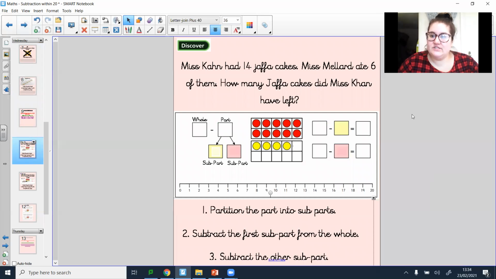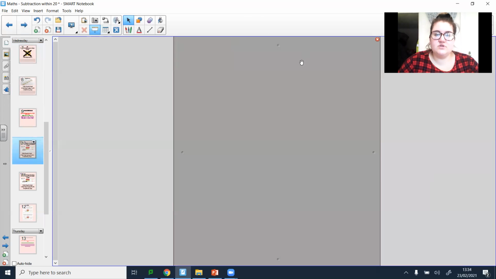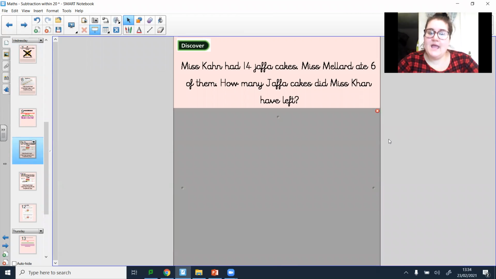So here's our first number story, and this is our discover. This is what we're going to do together. I'm just going to cover that while I read it to you. Miss Khan had 14 Jaffa cakes. Wow, 14 Jaffa cakes. That's loads. I bet Miss Khan is so happy. Are you happy, Miss Khan? I bet she's buzzing that she's got 14 Jaffa cakes. Miss Mellard ate 6 of them. So Miss Khan had 14 and Miss Mellard came along and ate 6 of them. How many Jaffa cakes did Miss Khan have left? That's what we are going to work out.